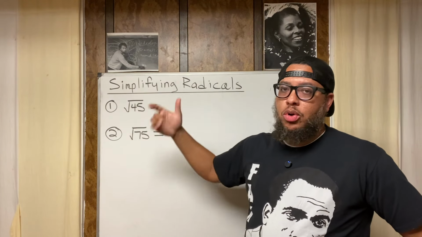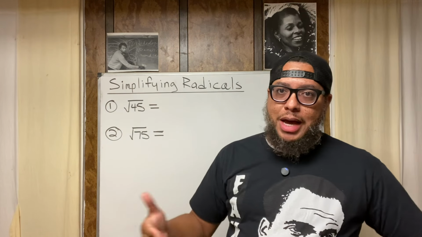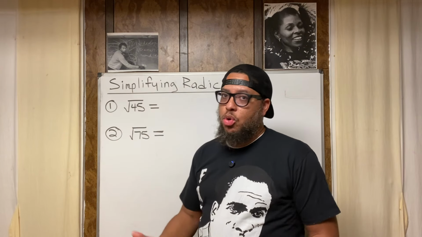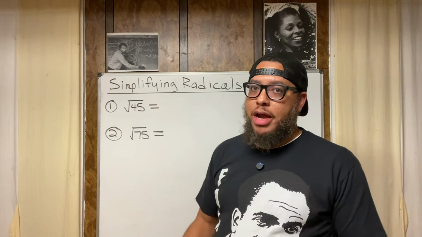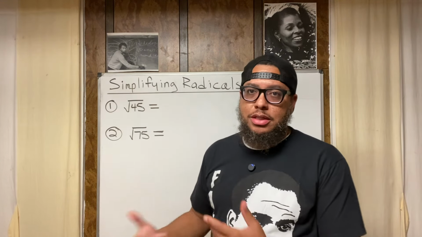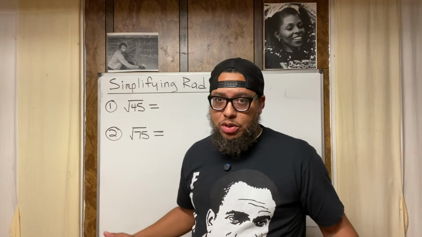There isn't any whole number that you can multiply by itself to equal 45. It's a decimal that you can multiply by itself to equal 45, but it's not a whole number. So that means 45 is not a perfect square. When you simplify radicals, that's the first thing you need to think about. Is this a perfect square? Whether it's a number or a variable, is it a perfect square or not?